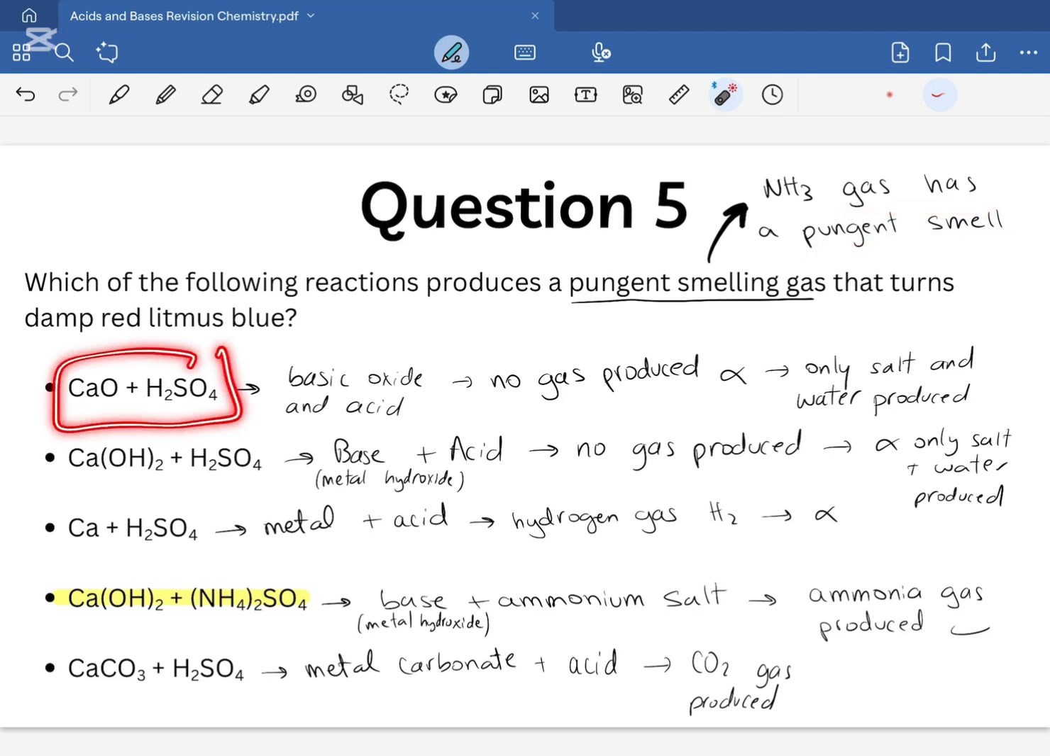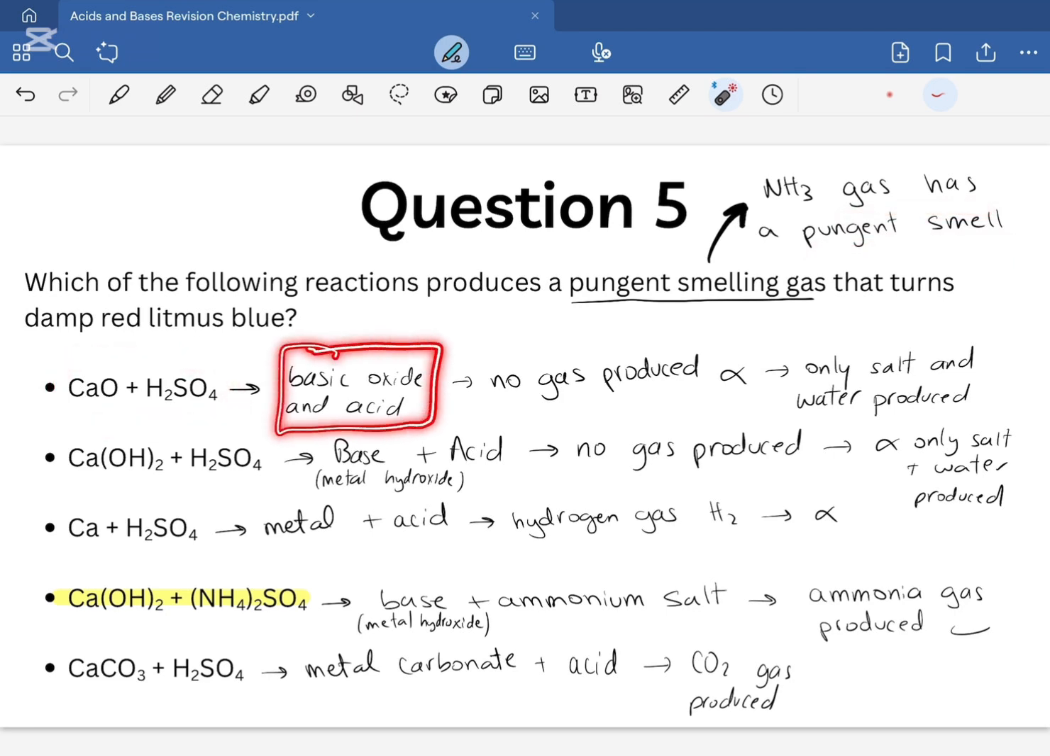For the first reaction, CaO plus H2SO4, this is a reaction of a basic oxide and an acid. This is a strong acid. This is a basic oxide. As you can see, Ca is a metal, so it's a metallic oxide. And in this reaction, no gas is produced, only salt and water.